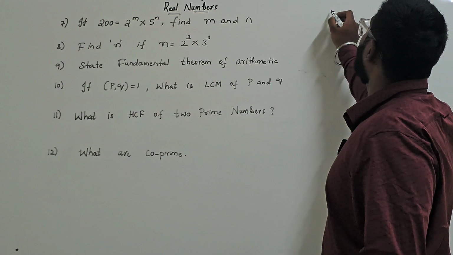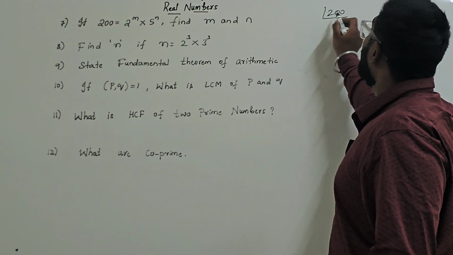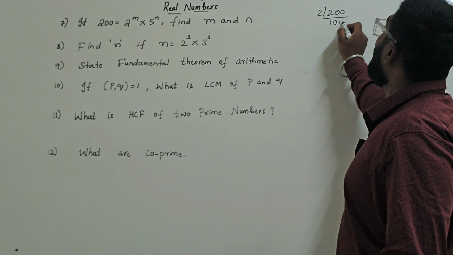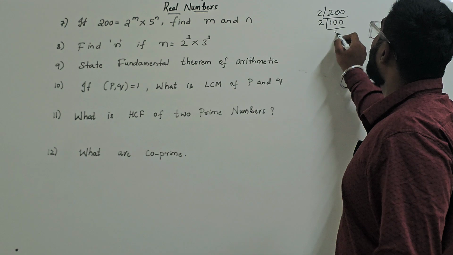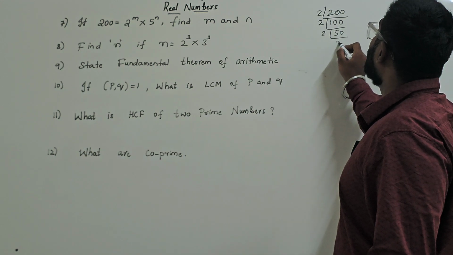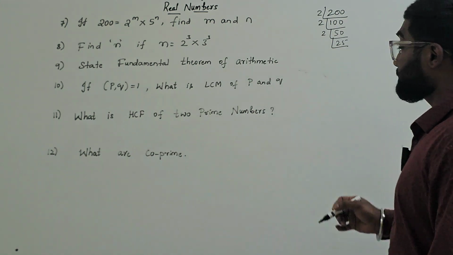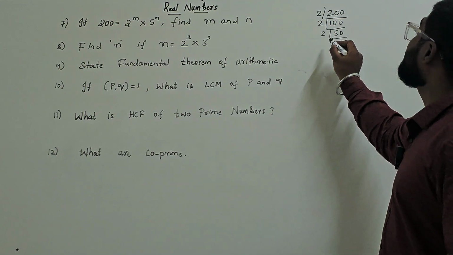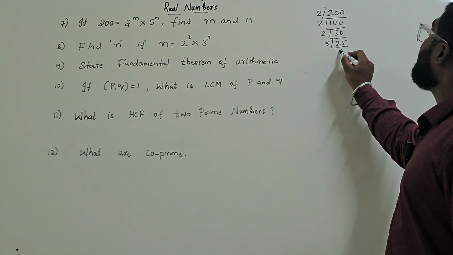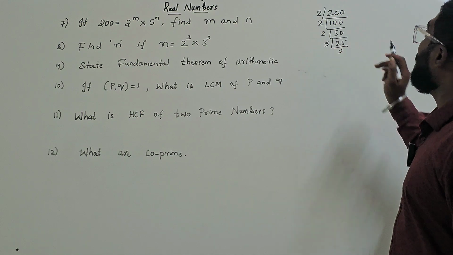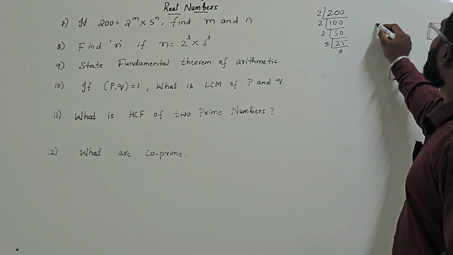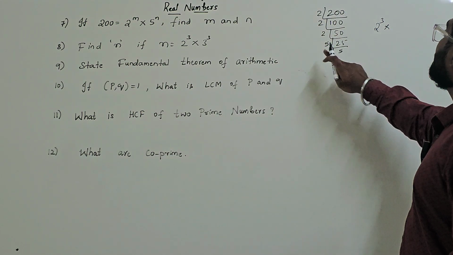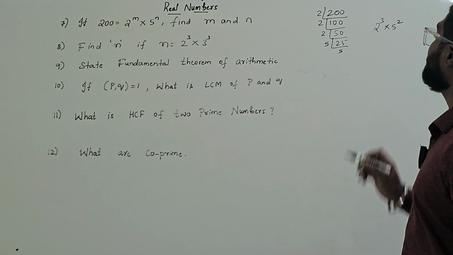You have to do the prime factorization. 200 divided by 2 is 100. 100 divided by 2 is 50. 50 divided by 2 is 25. And 25 can't be divided by 2. Then take a prime number. The next prime number is 5. 5 into 5 is 25. Now calculate how many 2s are there: 1, 2, 3. It is 2 power 3 into 5 power 2.